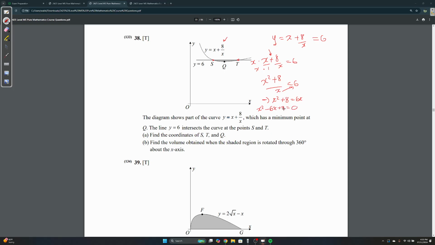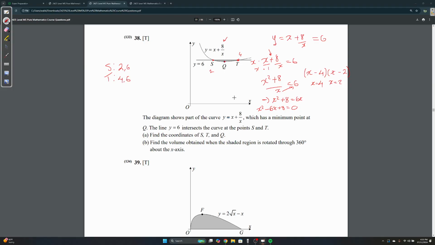Then which two numbers multiply to get 8, but when you add them you get 6? Obviously 4 and 2, so you get (x minus 4)(x minus 2). Since it's plus, you put minus minus, so you get 2 roots: x is equal to 4, x is equal to 2. You could also use the quadratic formula, whatever you prefer. So obviously the one that's to the left is 2, and the one that's to the right is 4. So S is (2, 6), T is (4, 6).